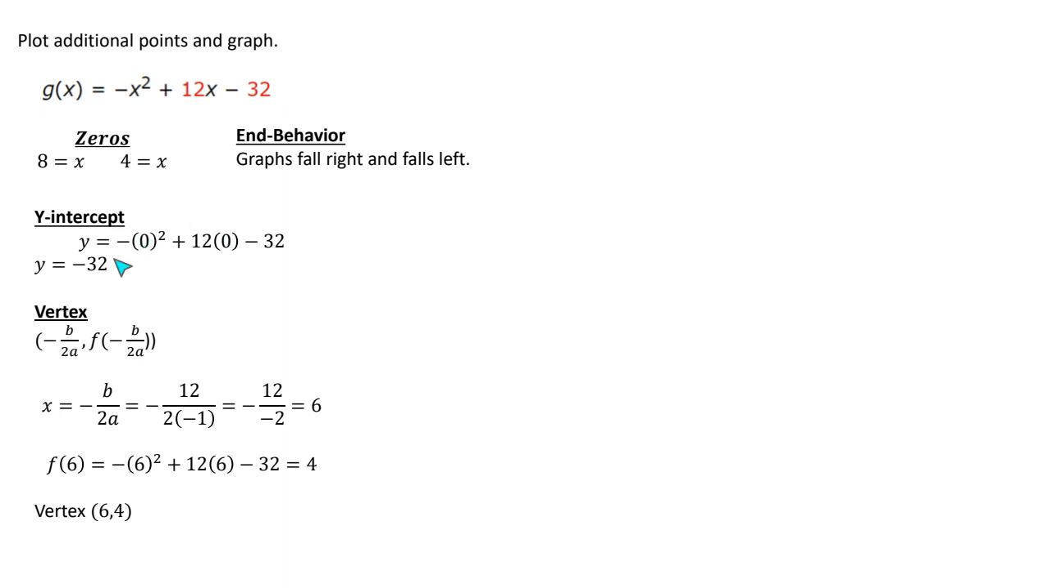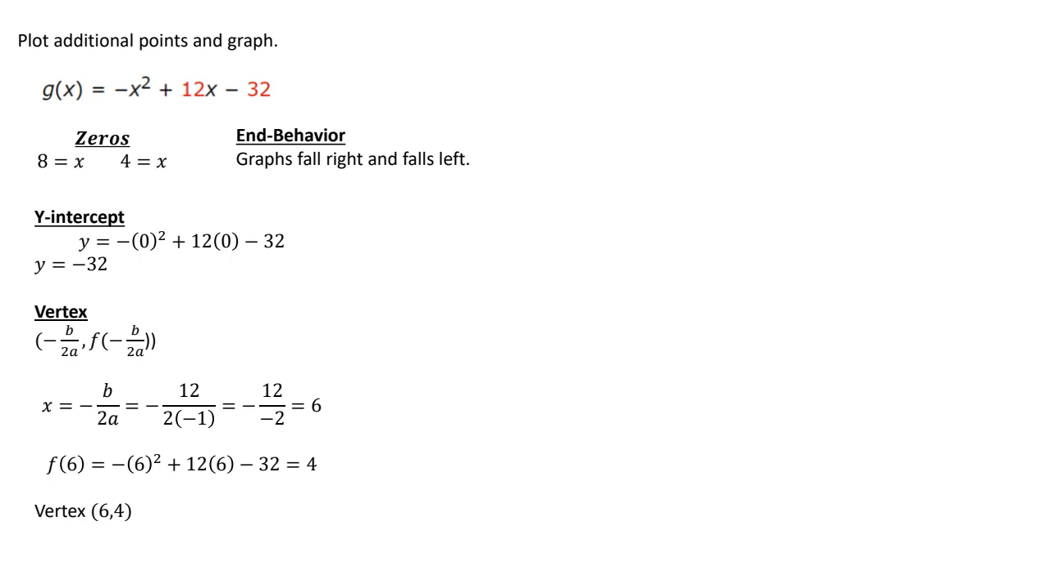Since this is quadratic, we can also find the vertex using the vertex formula. x is equal to negative b divided by 2a. b is always the number in front of x, so that's going to be 12. And a is always the leading coefficient, in this case, negative 1. So we end up with negative 12 divided by negative 2, which is 6. To find the y value, we plug this number back into the equation. So we're going to have negative 6 squared plus 12 times 6 minus 32, and we end up with a vertex of 6, 4.